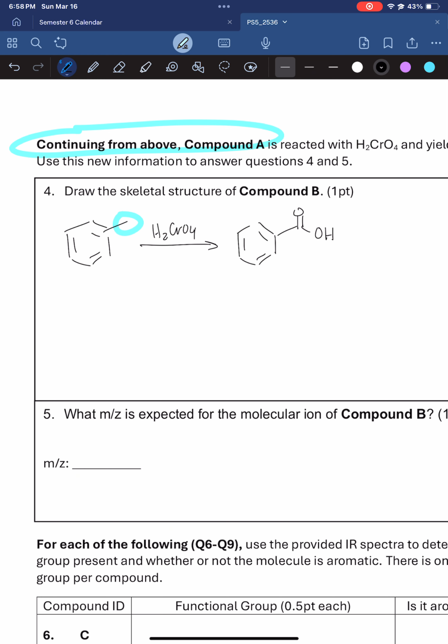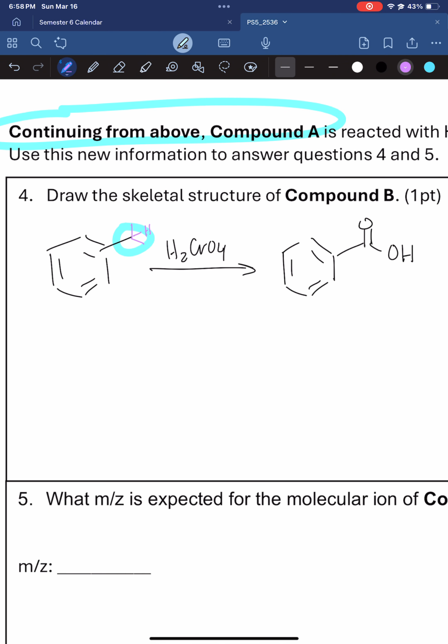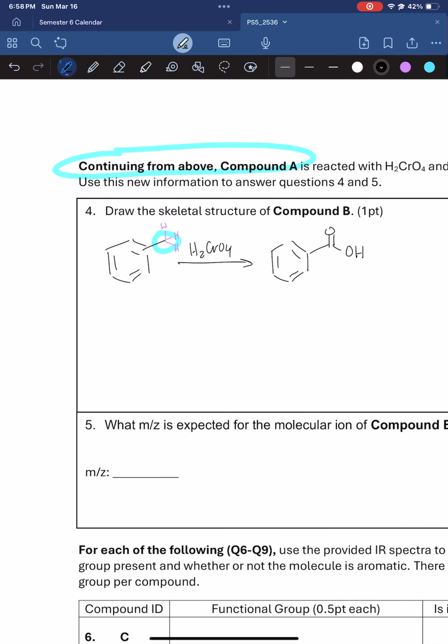Remember that in this case, it only works because you have hydrogens here. If hydrogens were to be absent, this reaction would not occur. Right, so this is our answer for question B. So now it's asking, what mass to charge ratio is expected for the molecular ion of compound B?